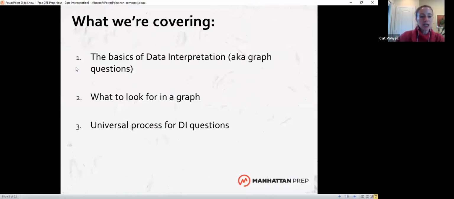So we're going to start tonight by talking about what the graph questions are. What do they look like? Where do they show up? Foundations of that. We're going to talk a little bit about reading graphs and some of the tricks that they like to play in these graphs. And then the big focus of tonight is I want you all to leave tonight's session with a really consistent, strong process for approaching these graph questions.